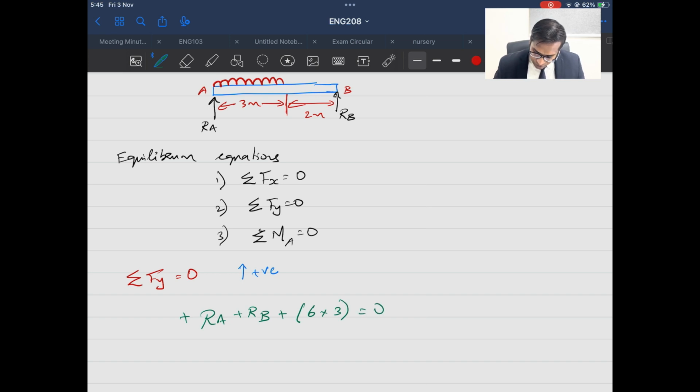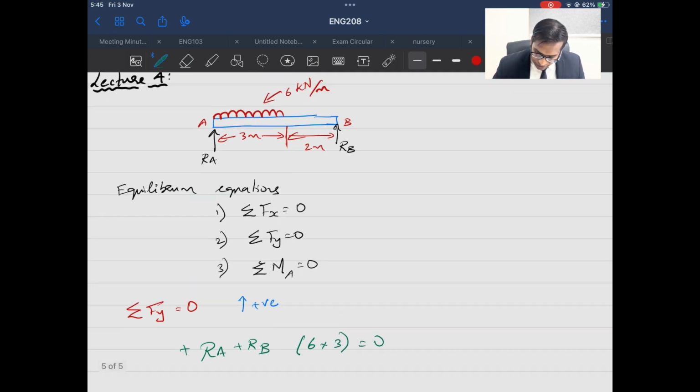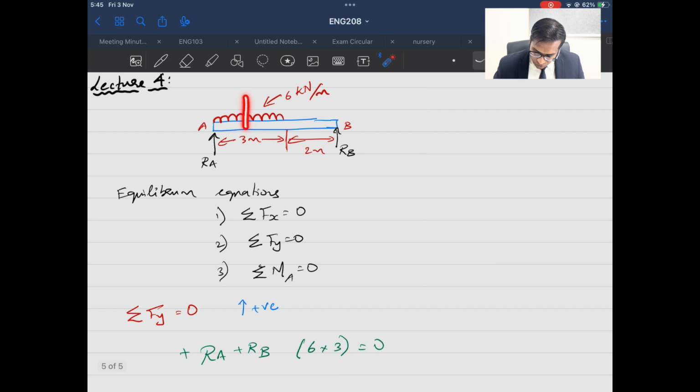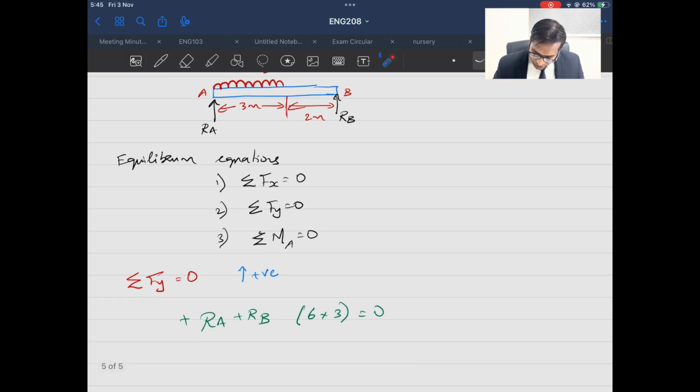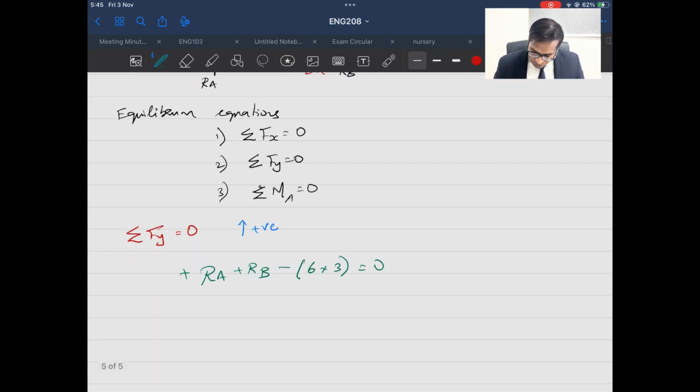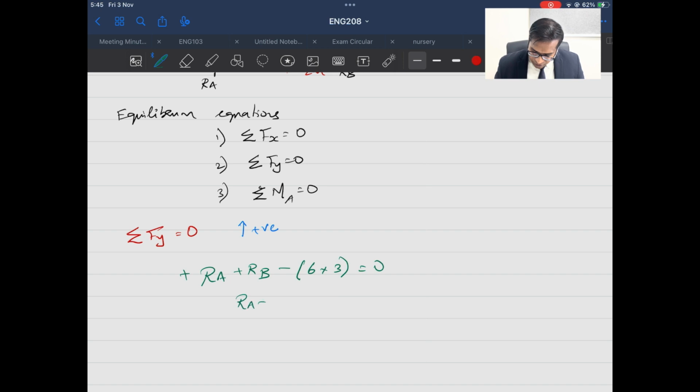And please note the sign. This is acting downwards, so I have to use a negative sign. So my final equation will be RA plus RB is equal to 18. This will be my equation 1.